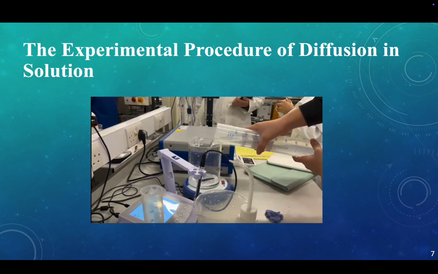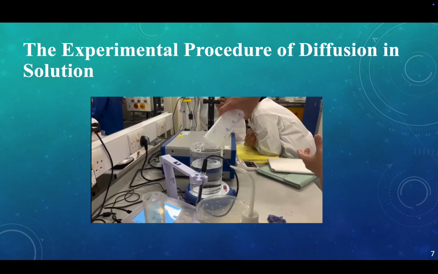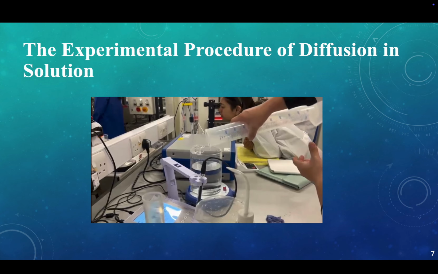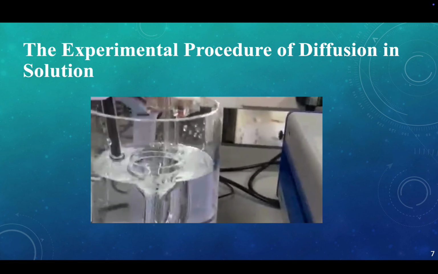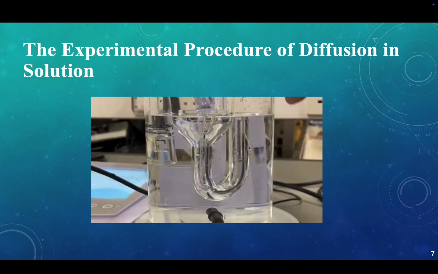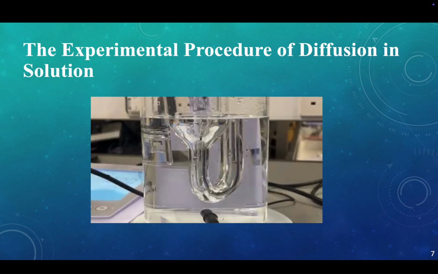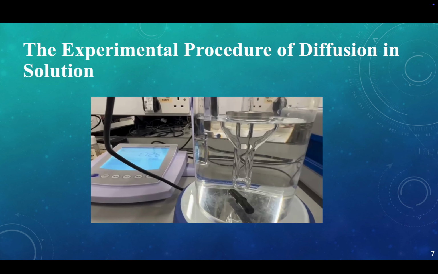For the experimental procedure of diffusion in solution, first of all, measure out 900 ml of water into a volumetric flask and pour into the beaker. Ensure that the magnetic agitator is inserted into the beaker. To test, rotate the adjust knob and turn it off as soon as it works. Then install the diffusion cell in the beaker. Ensure it is 5 ml above the water surface.